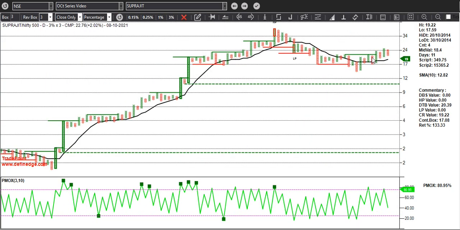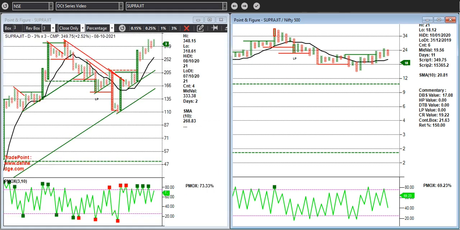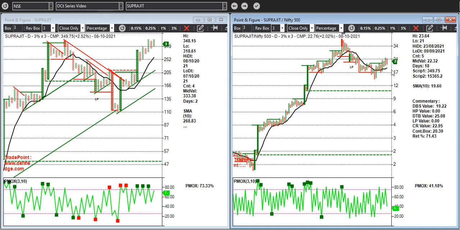Yeah, so the relative strength chart is above SMA, which is good enough, but at the same time we should also see that it should be in column of O. So the column reversal is at 2295, which is close, right? It's 22.76, hardly a few points. So I think if the double top buy is triggered, this will also be in column of X. So we might see a reversal here. Yeah, so Suprajit is also good.